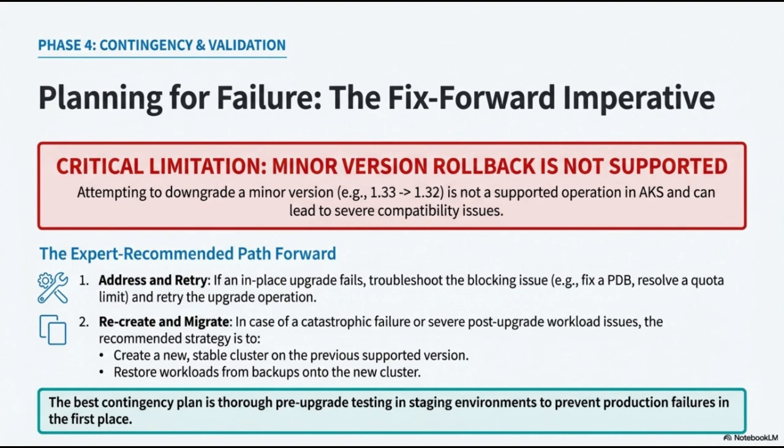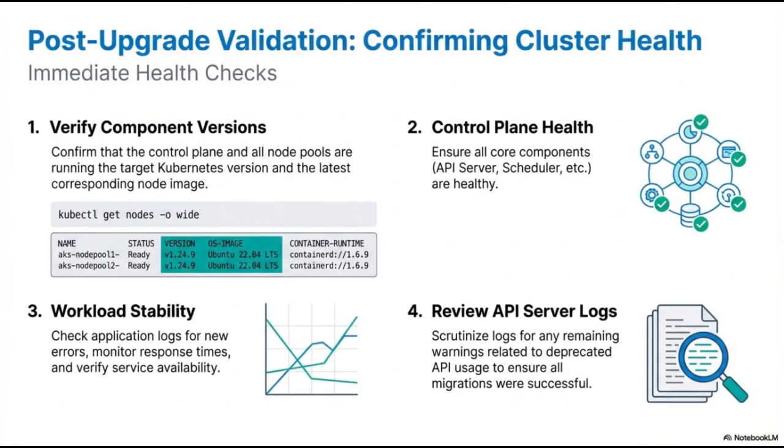Ultimately, the best contingency plan is prevention. Thorough pre-upgrade testing in staging environments remains our best defense against failures in production. Once the upgrade is complete, we enter the critical phase of post-upgrade validation to ensure the cluster is healthy and stable. We focus on 4 immediate health checks.